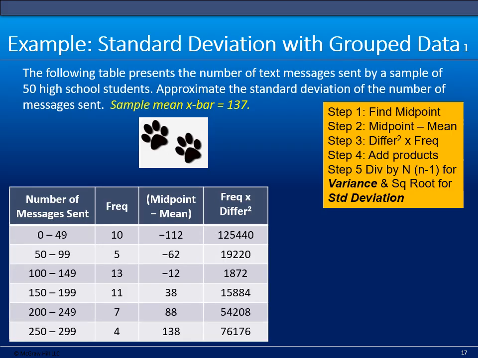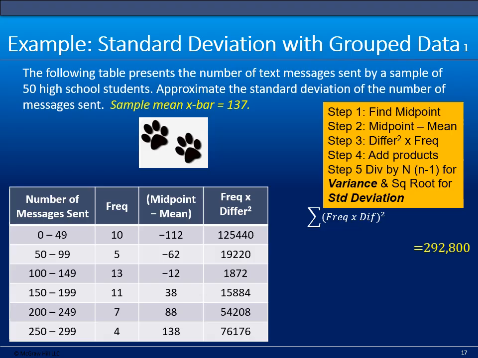Okay, here we go. So when we square the difference and multiply times the frequency, we get this. Negative 112 squared times the frequency. Negative 62 squared times the frequency. Negative 12 squared times 13. 38 squared times 11. The difference squared times the frequency, the number of people that responded in each category. Then we add all of these products.